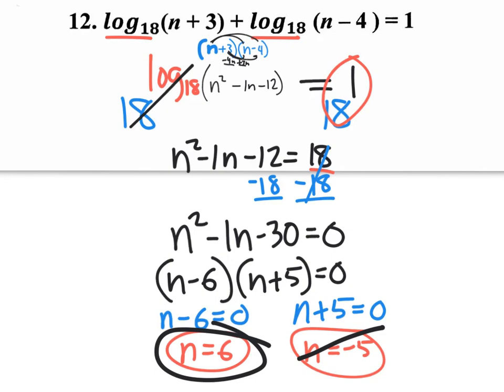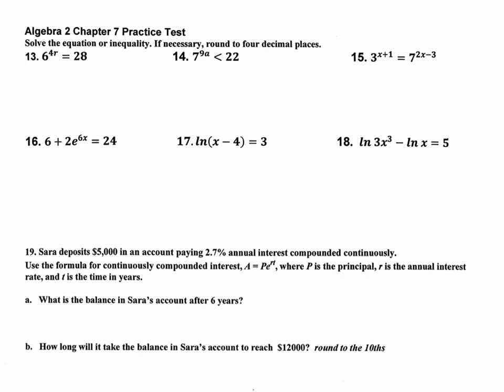Let's flip the paper over, jump to the back side. So on the back side, right here is where we have all these decimal answers. Notice the instructions say solve for the equation or inequality. If necessary, round to 4 decimal places.